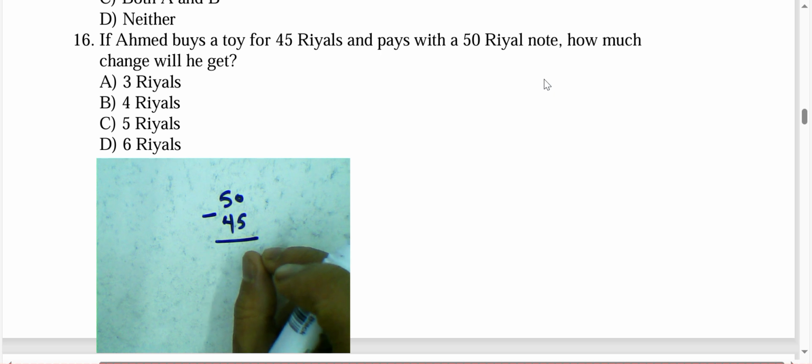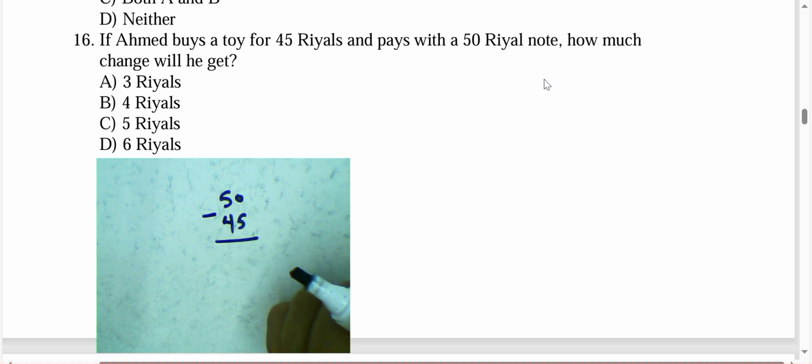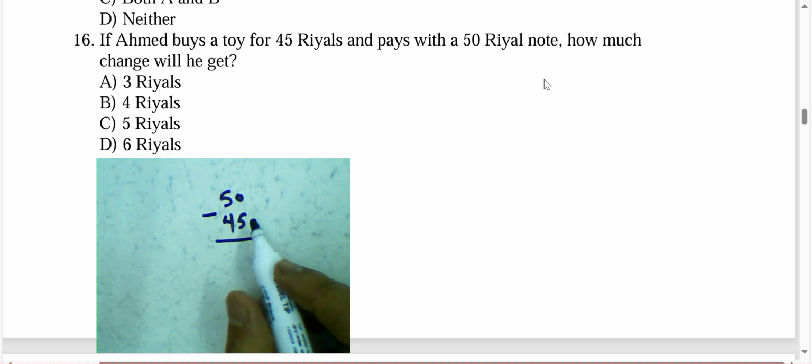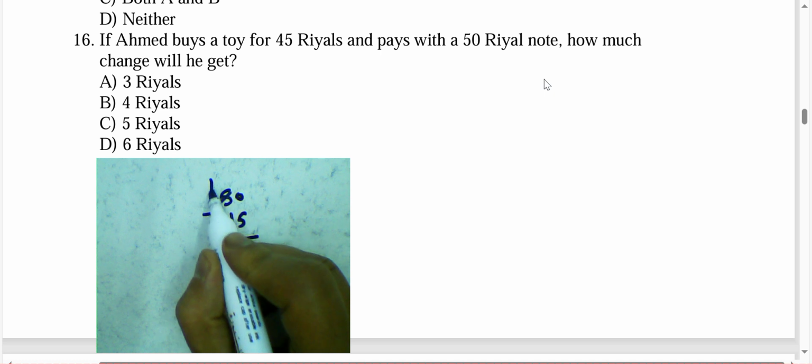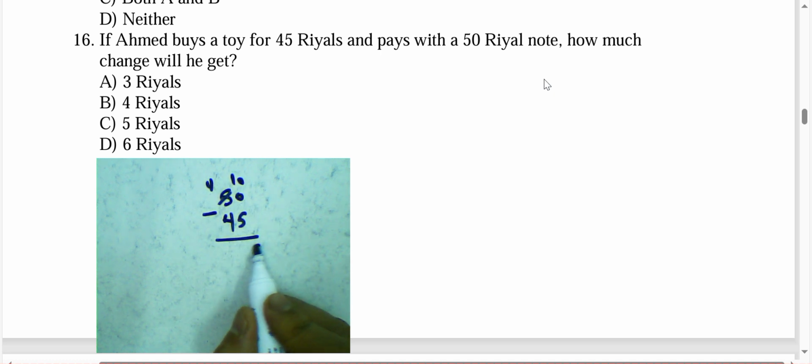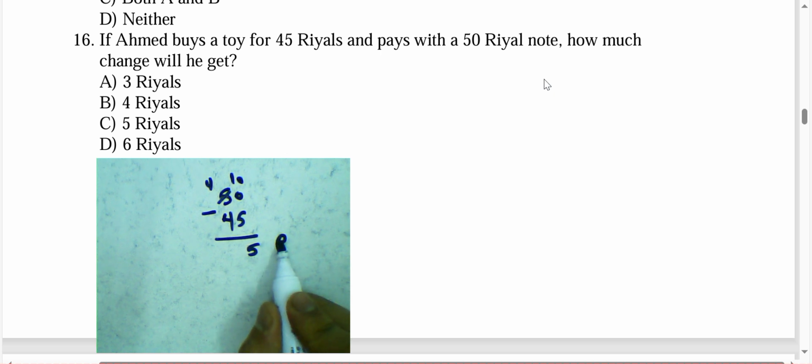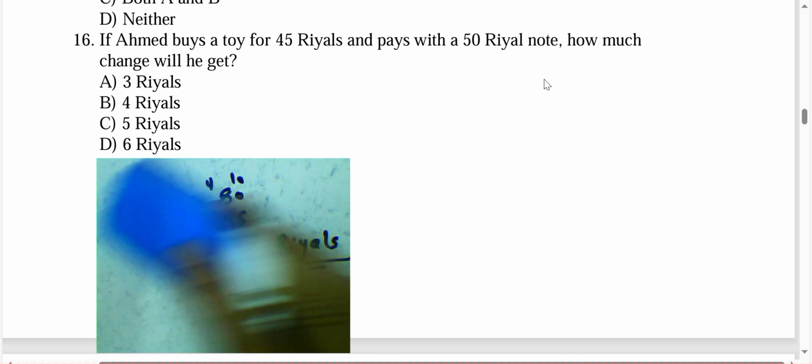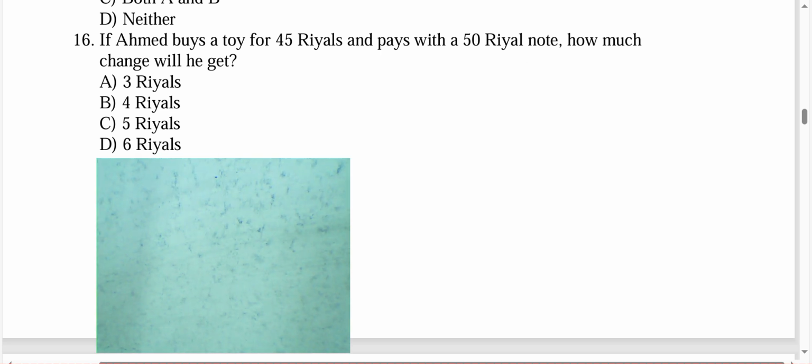So we find the difference between 50 riyals and 45 because he pays for a toy that costs 45 riyals, and we want to find how much change he gets. What is the remainder with him? We can find the difference. 0 minus 5, we can't do that, so you must borrow 1. 10 minus 5 equals 5. 4 minus 5 equals 0. Then the result will be 5 riyals, okay? Next question.